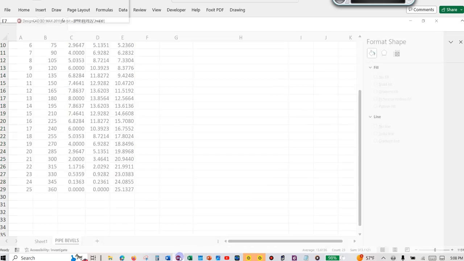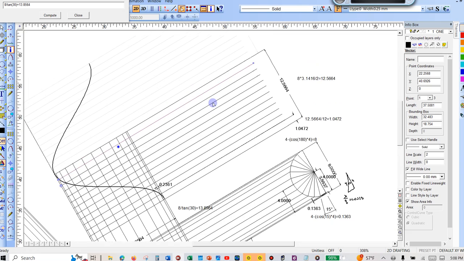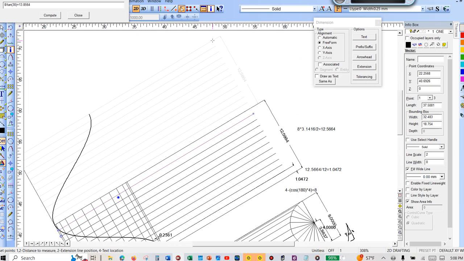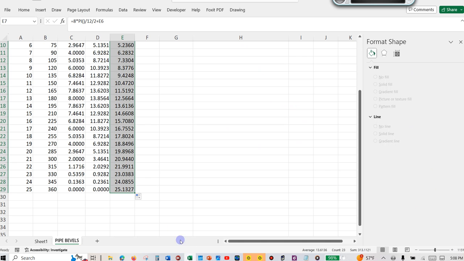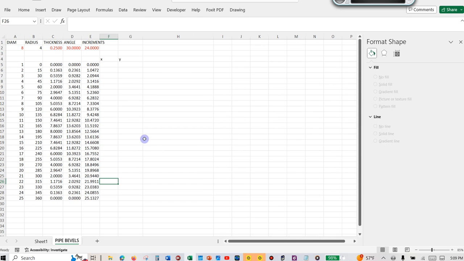25.1327. And that would be the overall, right? Because I'm going to do, this is not going to be a half pattern. This is going to be the total pattern. 25.1327, so that's good. This is just going to be a digital thing.